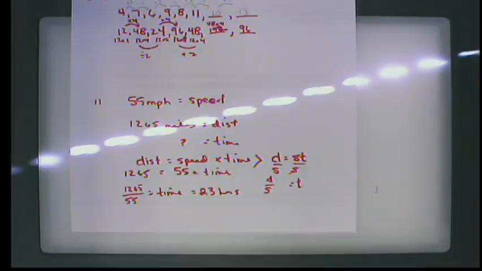What was your next one, Ariane? 12. Let's take a look. Okay. Bob and Mary start traveling toward each other from 1,330 miles apart. Bob is traveling 30, Mary's at 40. How many hours elapse before they meet?